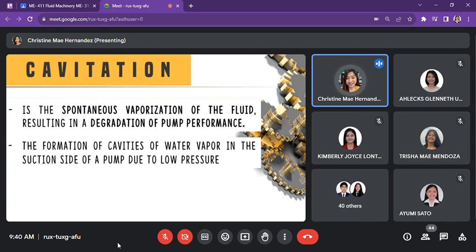So the vapor bubbles are carried along with the stream until a region of higher pressure is reached and they will collapse or implode with a tremendous shock on the adjacent walls. So yun yung pumuputok yung ating vapor bubbles pag dumaan ng high pressure region. So yung pinakita ko last time sa inyo.